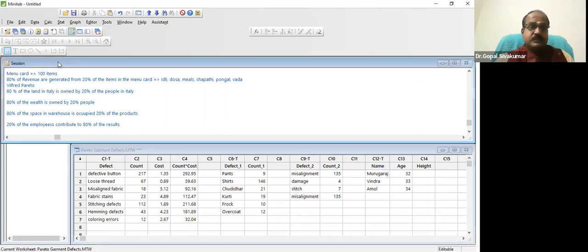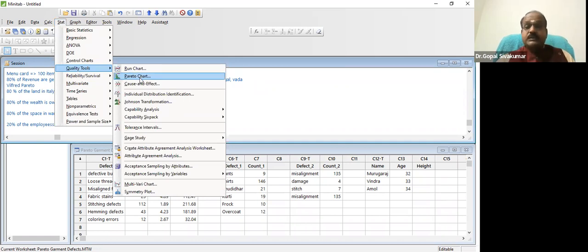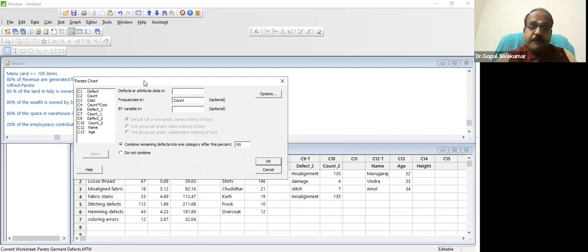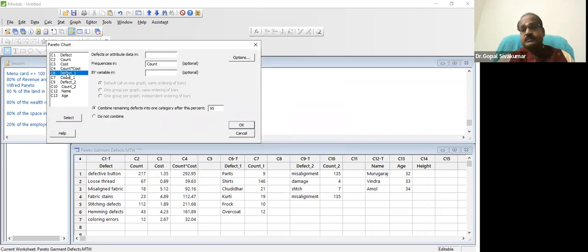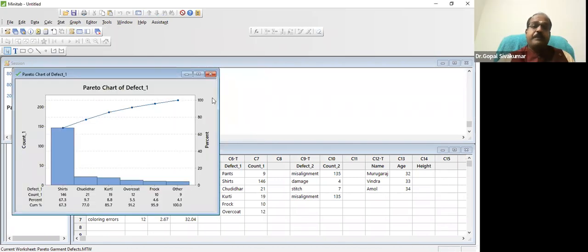Let me plot the same graph. I should go to Stat, then Quality Tools, then Pareto. Now, where is the defect information available? Column number 6. Count information is available in column number 7. I give these two details and click OK.